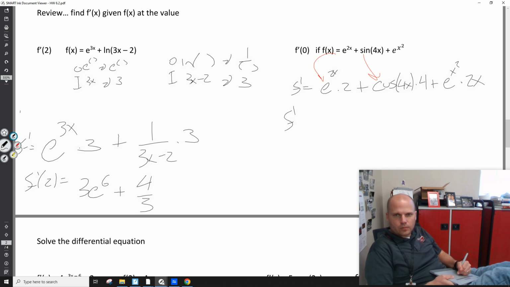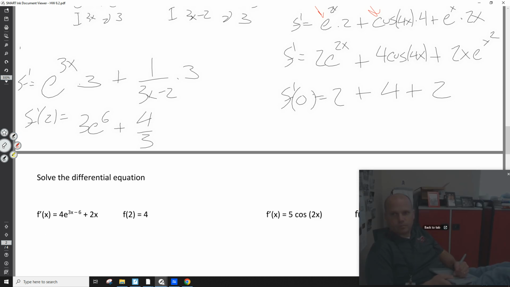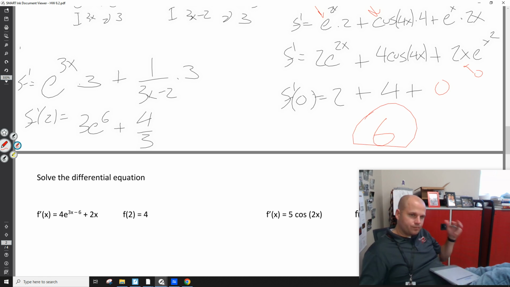So, e to the 2x plus 4 cosine 4x plus 2x e to the x squared. I could factor out a 2 if I wanted to. Plug in 0. You get 2 plus cosine of 0 is 1, 4 plus, oh, that's a 0. Six.